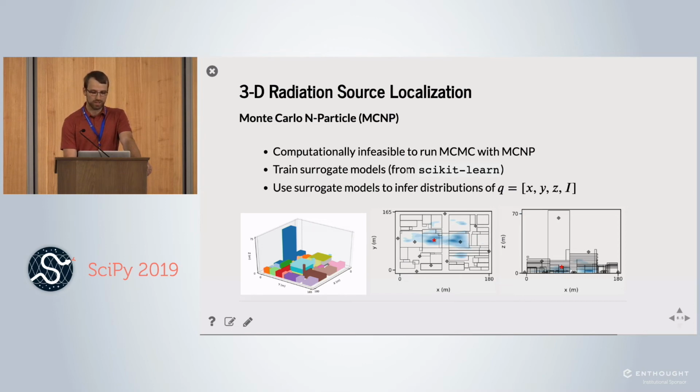trained based on a finite set of high-fidelity model simulations. And then we use this really fast surrogate model inside of MCMC to try to infer what our parameters are. In this case, the source location, X, Y, Z, and the source intensity. So I'm not sure how easy it is to see in these plots, but these are essentially two-dimensional probability contours highlighting our posterior distributions for the source location with respect to X and Y, and with respect to X and Z.